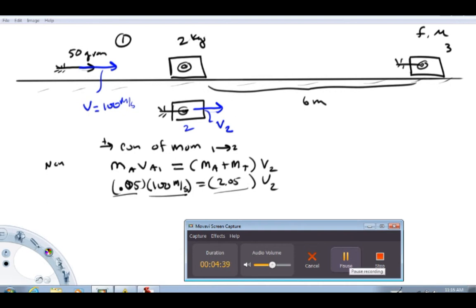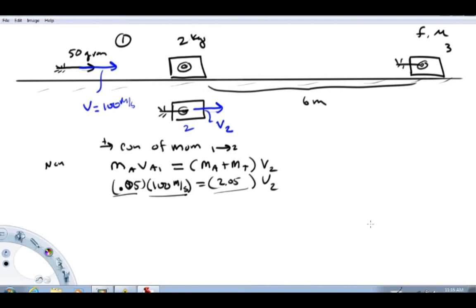So I'm back, and while I was taking my little break there, I actually went ahead and calculated V2. So I ran the numbers here, and I got V2 of approximately 2.4 meters per second. So that's the predicted speed based on momentum conservation after the impact. Now we need to consider what's happening between pictures 2 and 3.